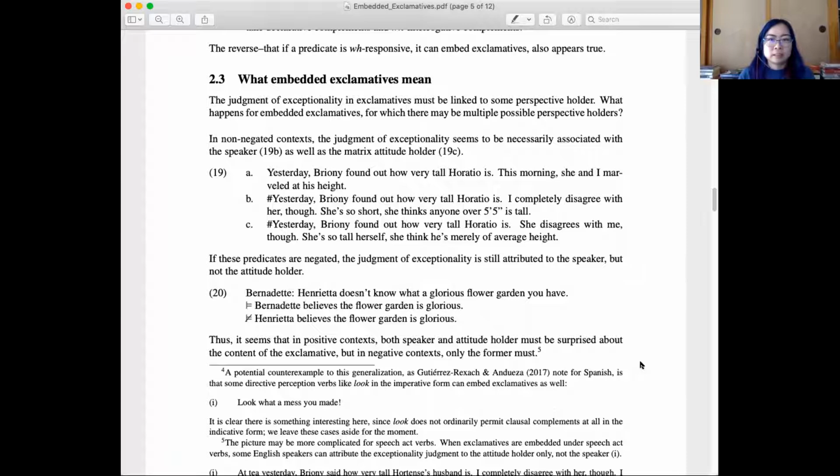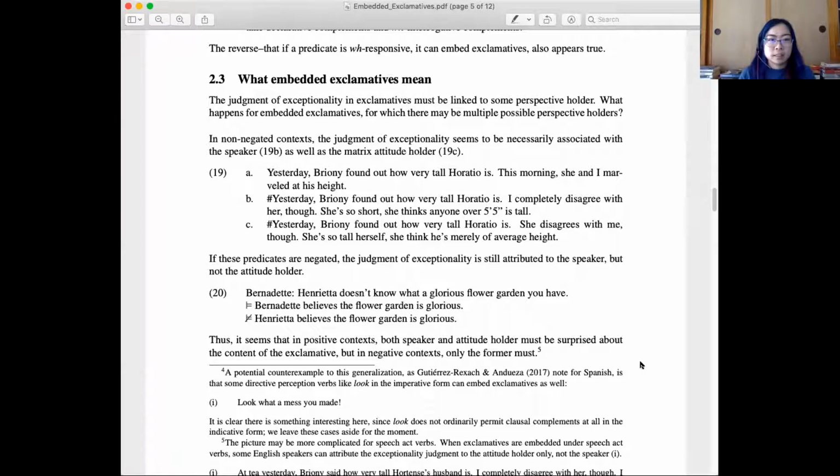And lastly, a little bit about what embedded exclamatives mean. So there's a judgment of exceptionality or some sort of surprise that exclamatives seem to convey, and that must be linked to some perspective holder. Now in root contexts, this has just got to be the speaker. But what about in embedded exclamatives, for which there may be multiple possible perspective holders?